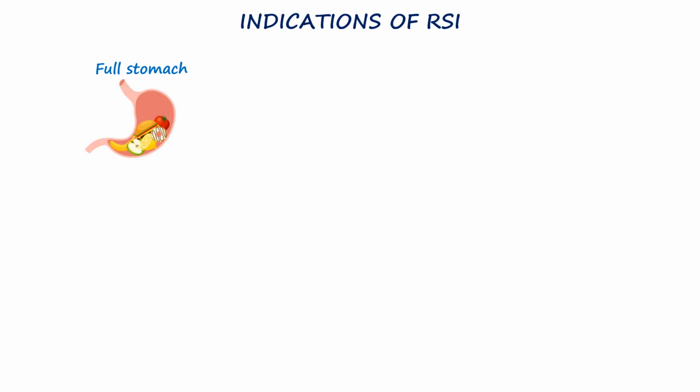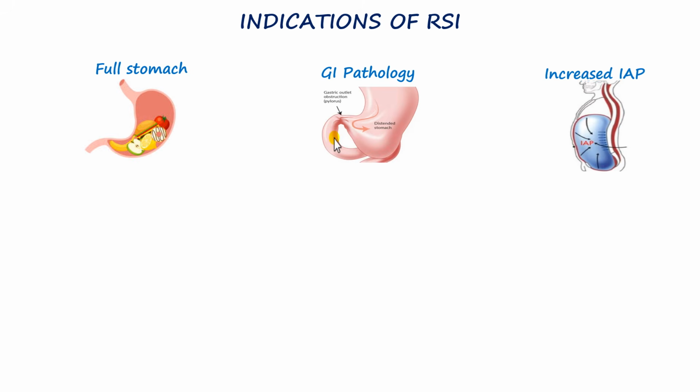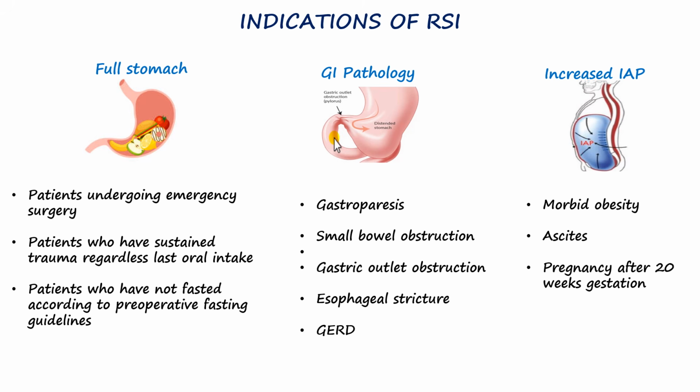As with any intubation, the indication stems from the fact that the patient cannot maintain his or her airway or they are prepared for general anesthesia. Apart from this, RSI is particularly indicated when the patient is not fasted, has gastrointestinal pathology, or has raised intra-abdominal pressure. There are many clinical conditions that can lead to increased risk of gastric aspiration, as shown in this slide.